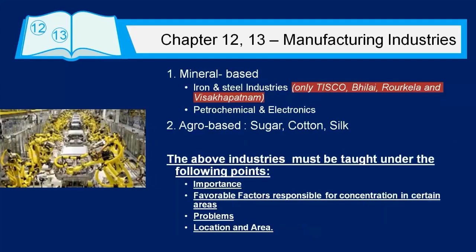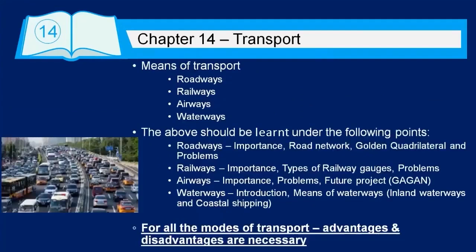Example, molasses for fertilizer, bagasse as raw material for paper industry, and pressed mud for making wax and shoe polish. This chapter on transport relates to your day-to-day life. You have to study about the different means of transport, roadways, railways, airways, and waterways with their advantages and disadvantages.